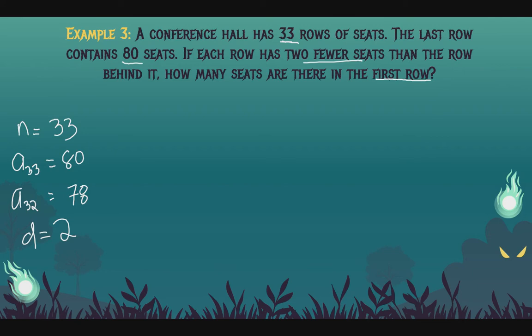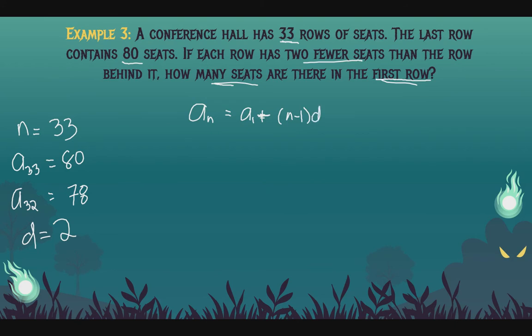Ngayon, series ba to o sequence? This type of problem is for arithmetic sequence kasi hinahanap is yung term mismo, kung ilan yung upuan, how many seats sa first row, kung ano yung first term natin. So, gamitin lang natin yung ating formula na a sub n is equal to a sub 1 plus quantity n minus 1 times common difference.